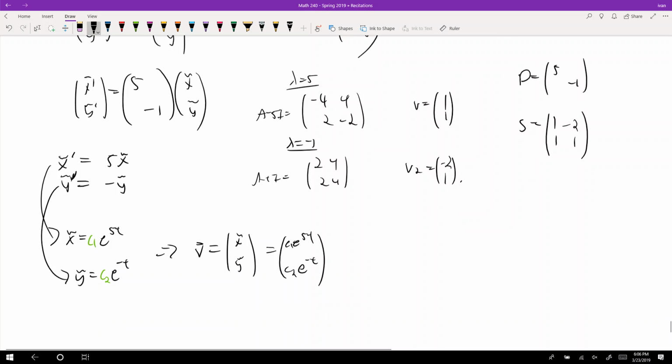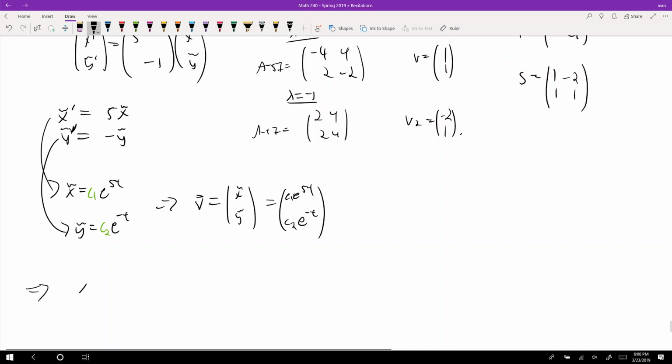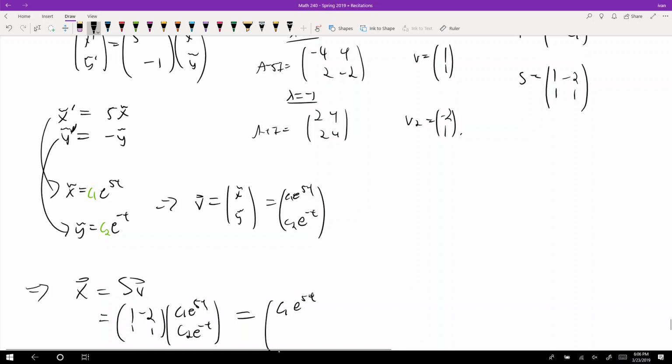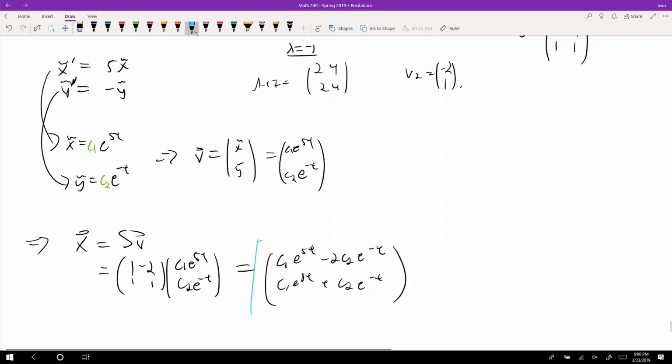Finally, remember that x is equal to S times V, which is equal to 1, 1, -2, 1 times c1 e to the 5t, c2 e to the -t. So that's c1 e to the 5t minus 2c2 e to the -t, c1 e to the 5t plus c2 e to the -t. Okay, so that's the system.